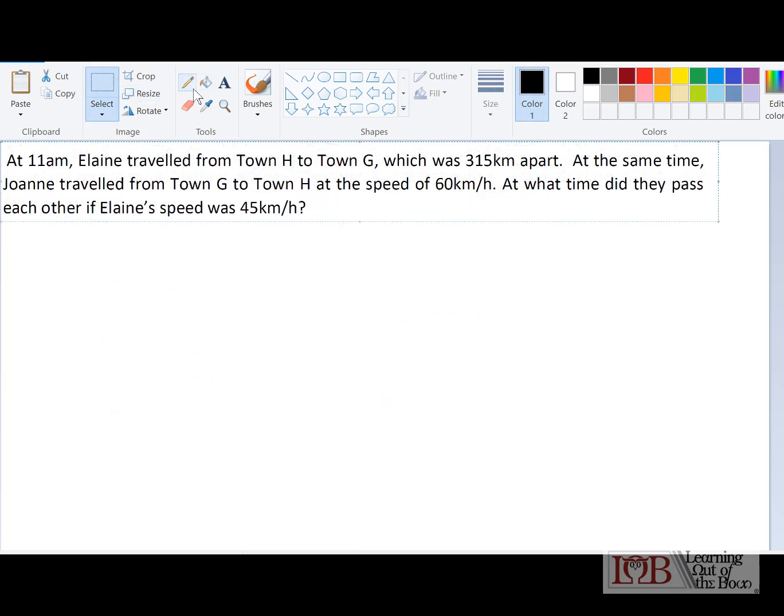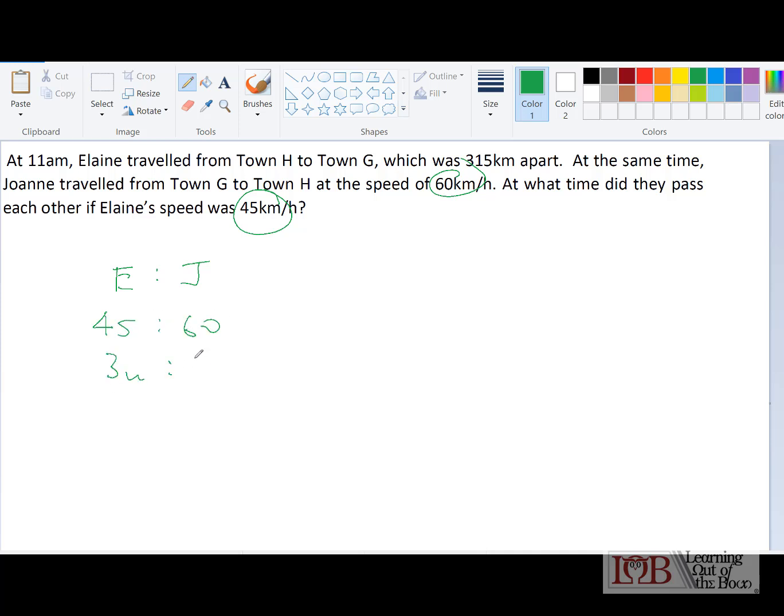Alright, so at 11 a.m. Elaine traveled from town H to G, which was 315 km apart. At the same time, Joanne traveled from G to H at a speed of 60 km per hour. At what time did they pass each other if Elaine's speed was 40 km per hour? Okay, so in this case, I realized that there is already a comparison. Yeah, so I quickly use it.